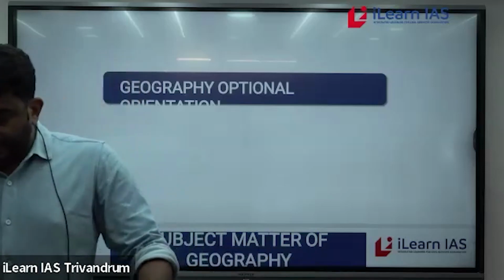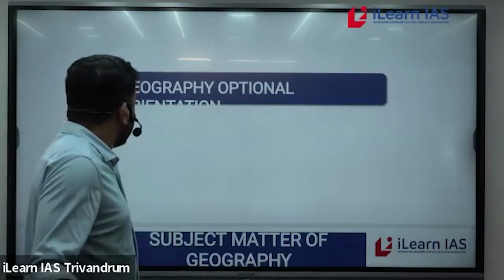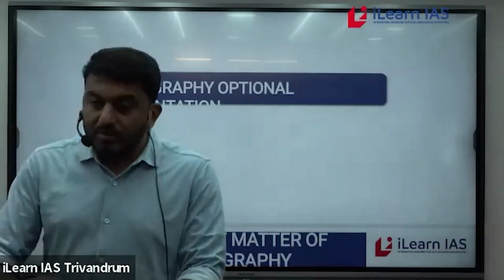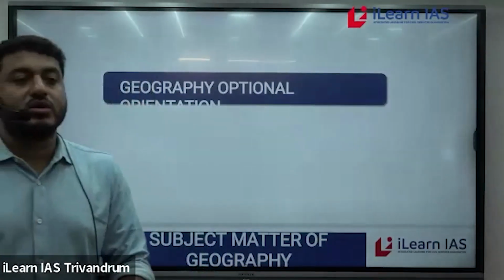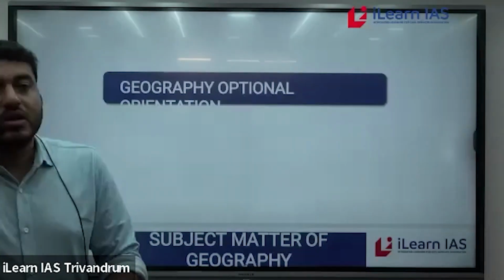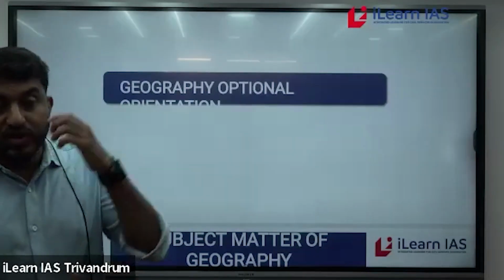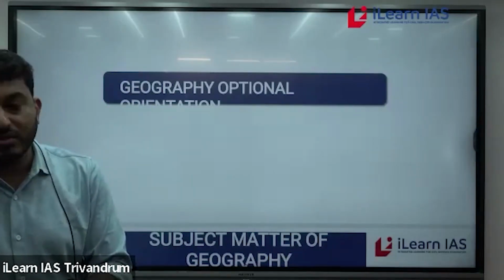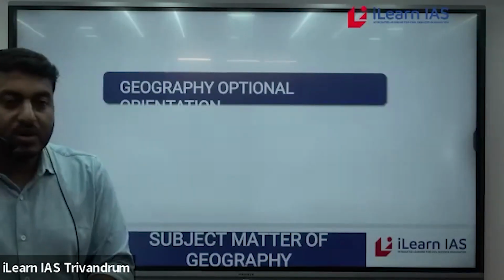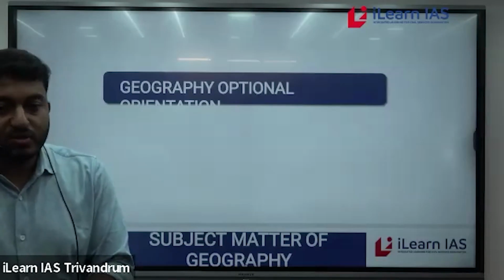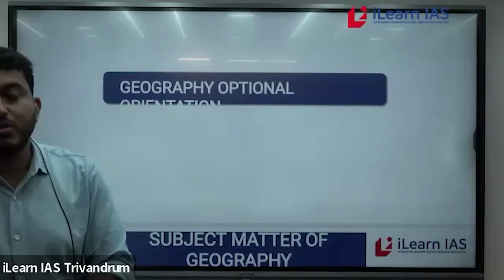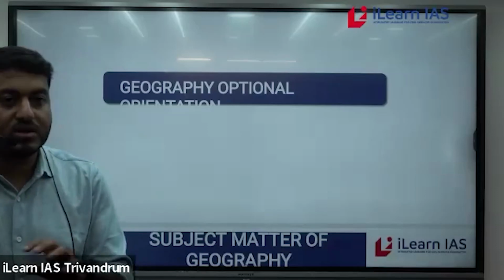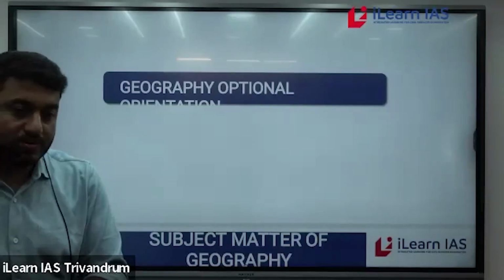Now, you know that the optional subject plays a very important role with respect to the civil services examination. UPSC has given us a list of optional subjects, and you can select any subject of your choice. Every subject has two papers, paper 1 and paper 2, and each paper is of 250 marks. So a total of 500 marks is related to your optional.